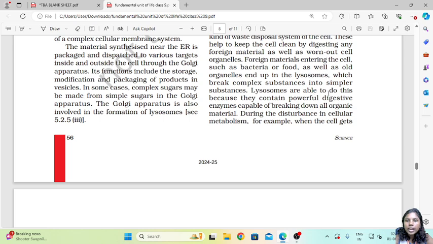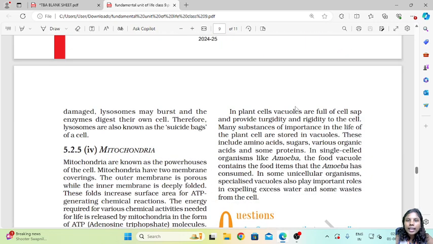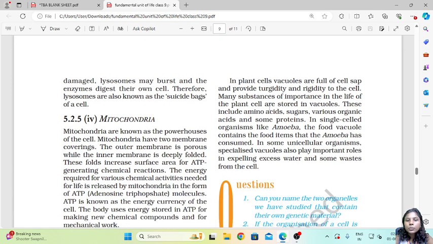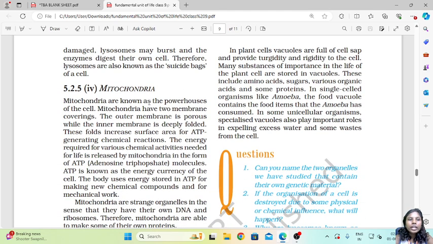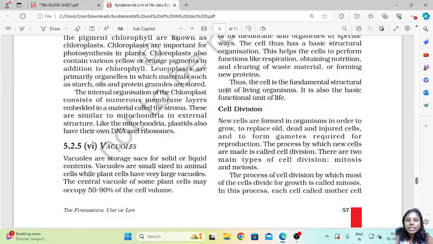Lysosomes are able to do this because they contain powerful digestive enzymes which are capable of breaking down all organic matter. During any kind of disturbance in the cellular metabolism, for example when the cell gets destroyed, the lysosomes burst open and the enzymes digest their own cell. This is one of the reasons why lysosomes are known as the suicide bags. Now, in today's video, we will speak about mitochondria, plastids, vacuoles and cell division.